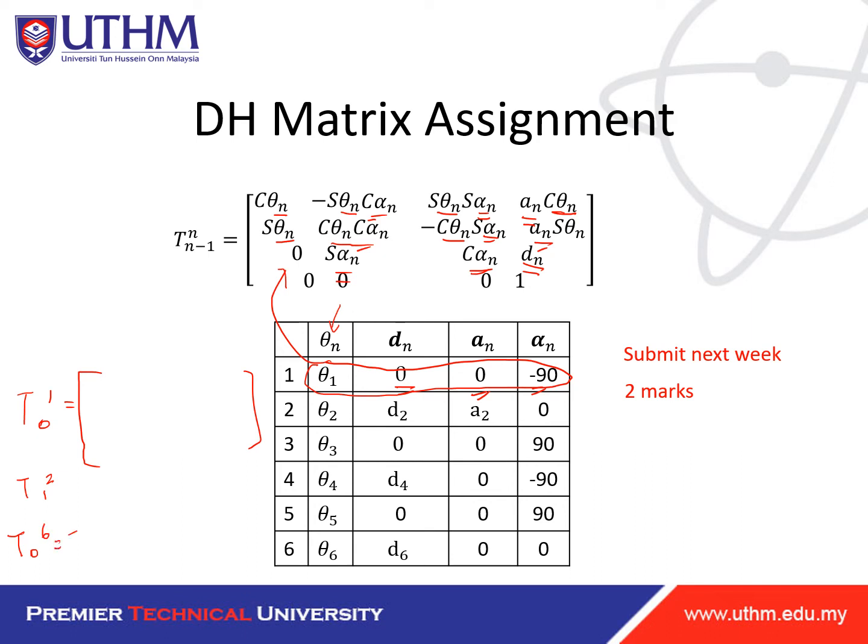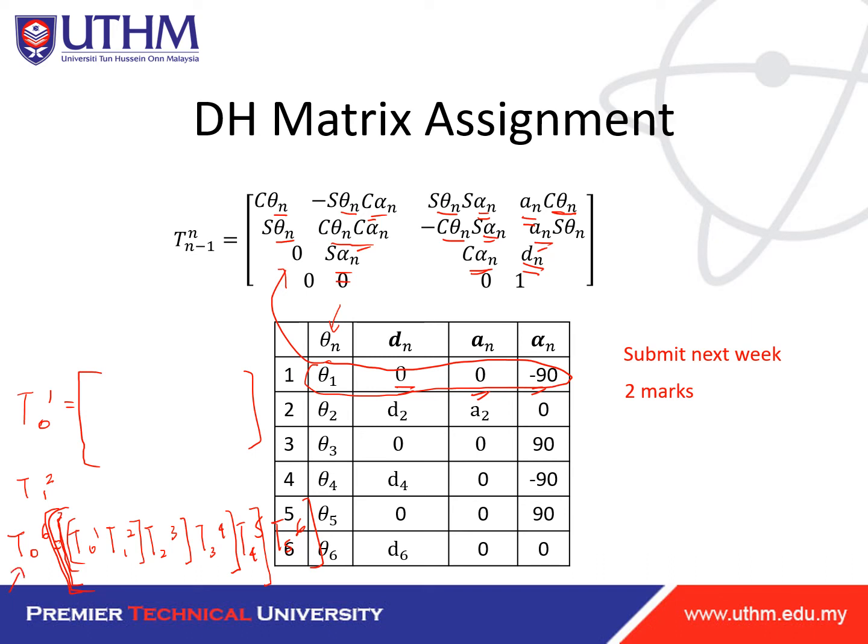So we need to multiply T01 with T12, and then we need to multiply with T23, and then we need to multiply with T34, and then we need to multiply with T45, and finally we need to multiply with T56. Then we will get this matrix.